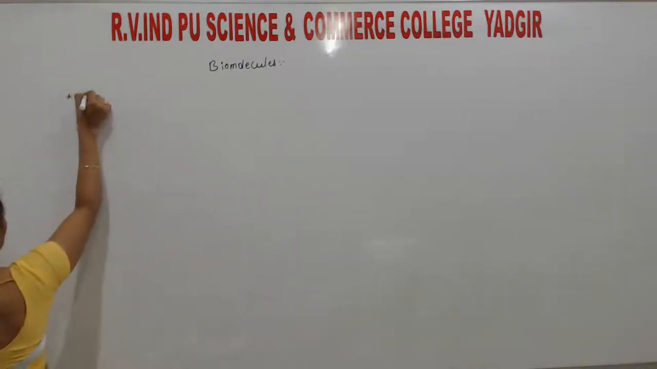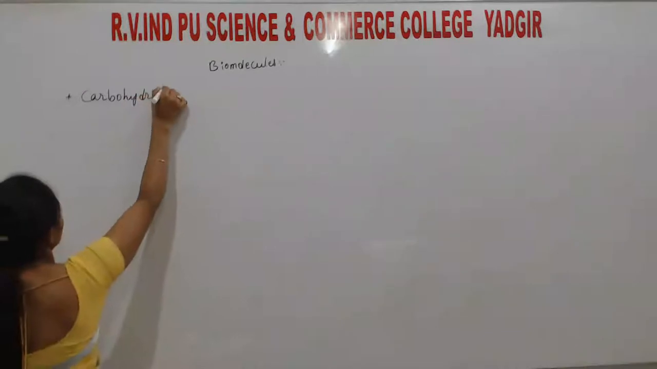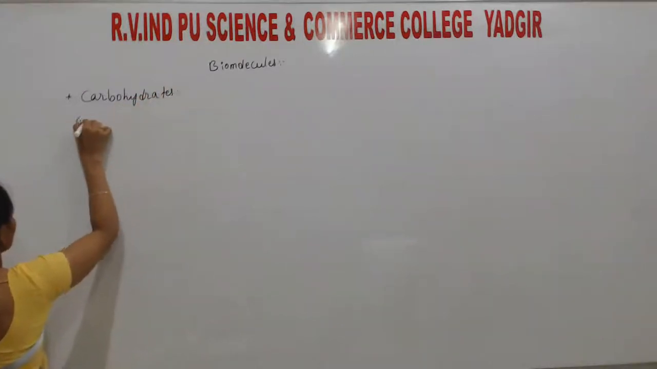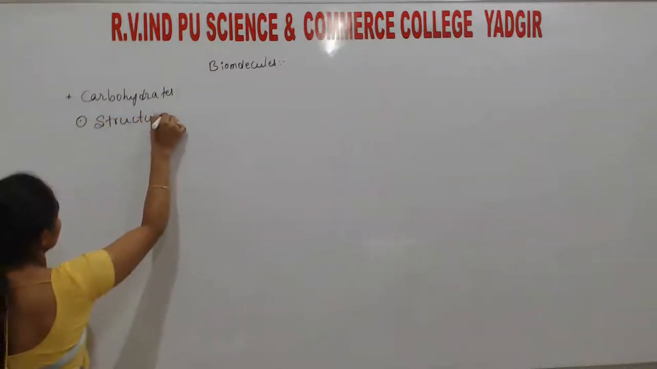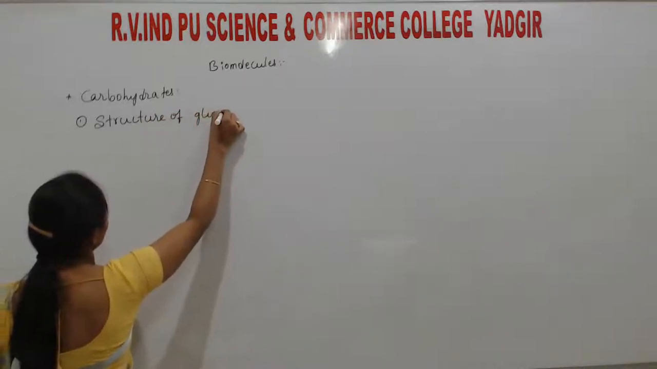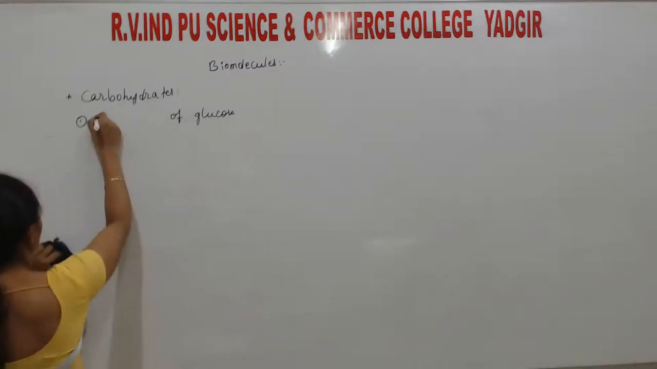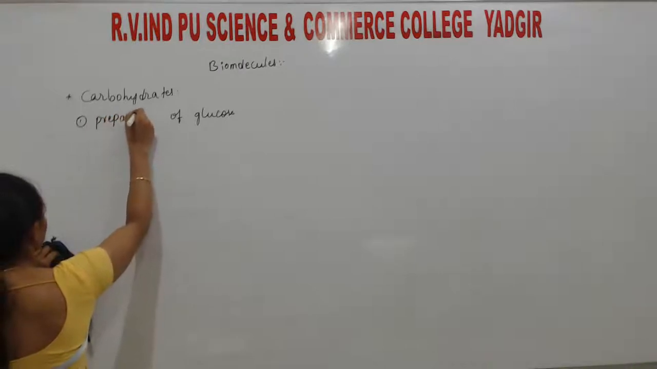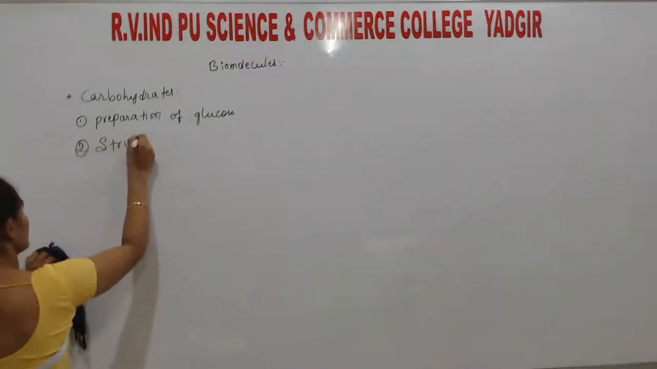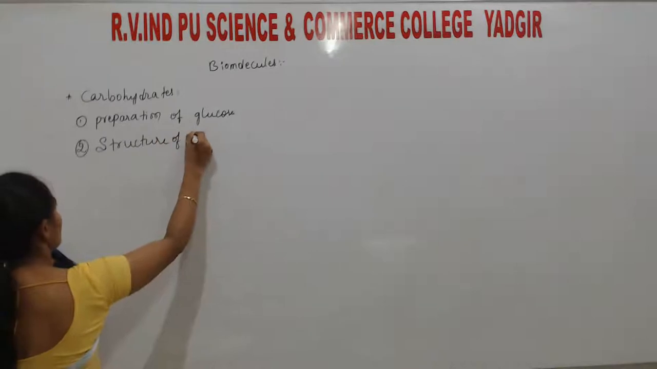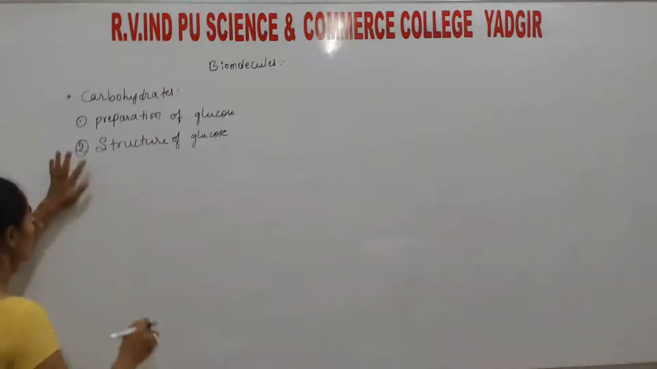So the first one is carbohydrates. In this, the first question is structure of glucose. Before the structure, you take preparation of glucose. Second one, structure of glucose means elucidation of the structure of glucose.